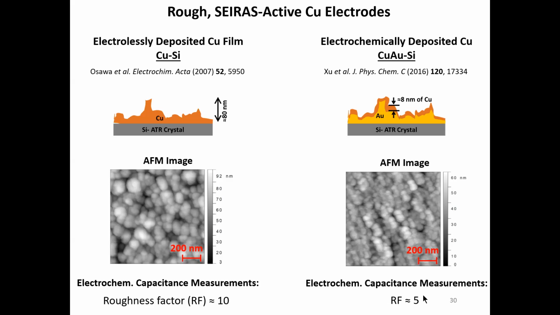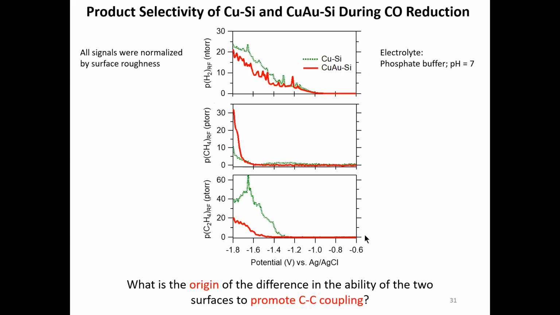Now, we wanted to assess the catalytic activity of these two types of films with our differential electrochemical mass spectrometer. So we observed the evolution of hydrogen, methane, and ethylene during CO reduction. I should point out that all the signals that you see on these graphs were divided by the respective surface roughness of the electrodes. These measurements were also carried out in a phosphate buffer at neutral pH.